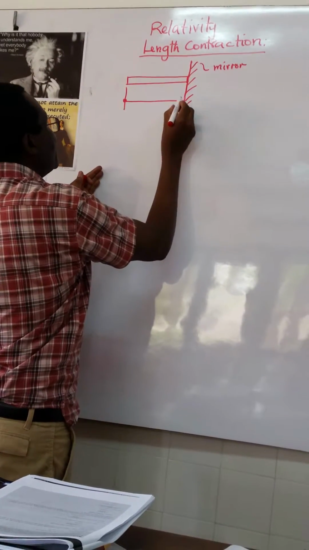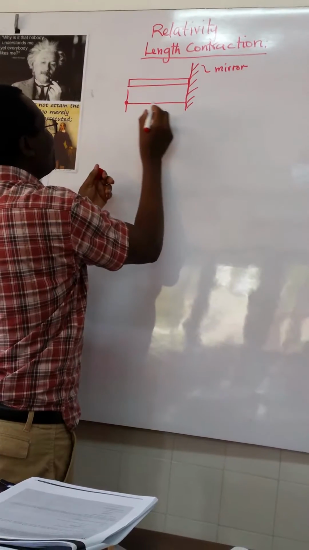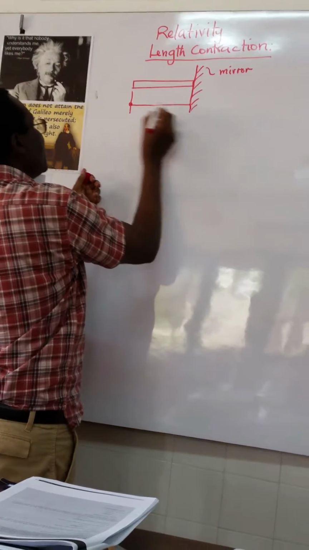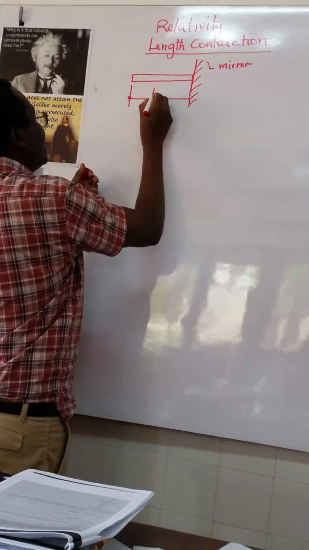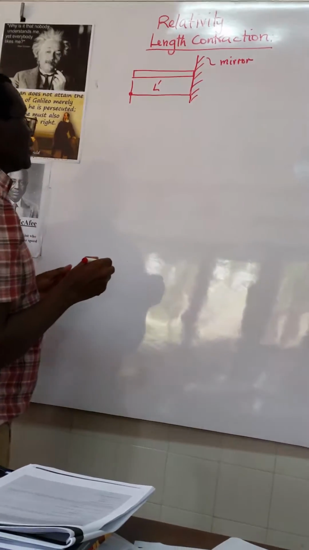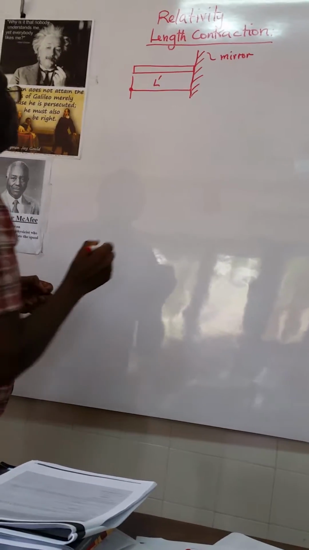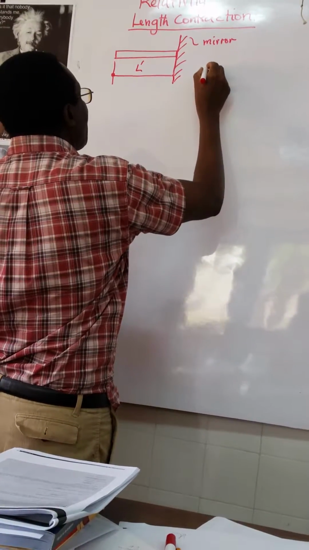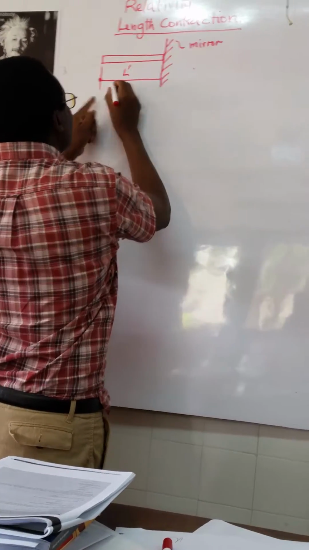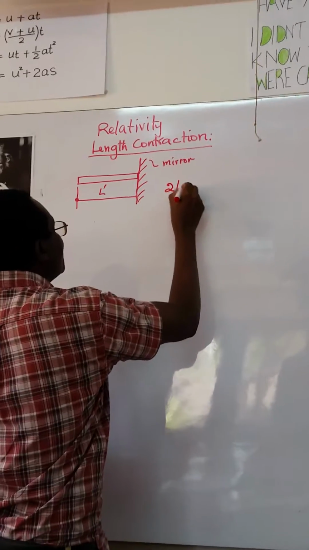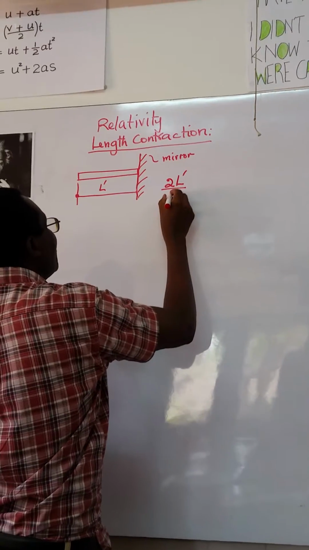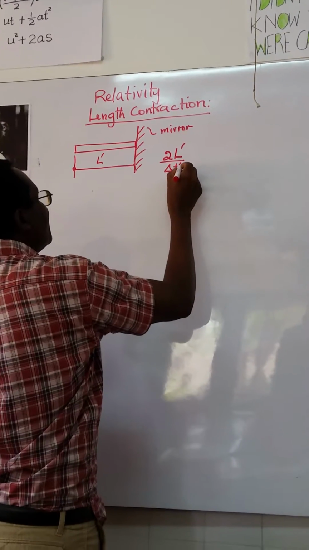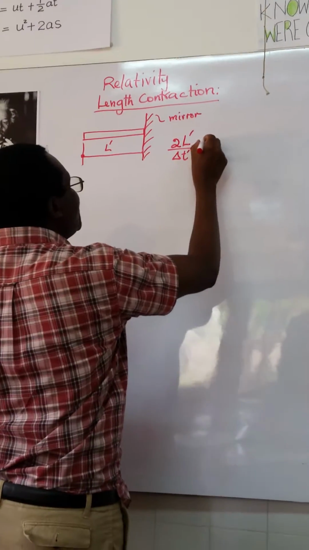And because this will happen in the same space, the signal will go to the mirror and come back, and let's say this is now length L prime. We can say light traveling will take 2L, that is the distance, over the time, change in time t, will give you the speed.